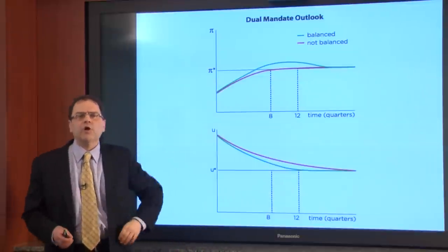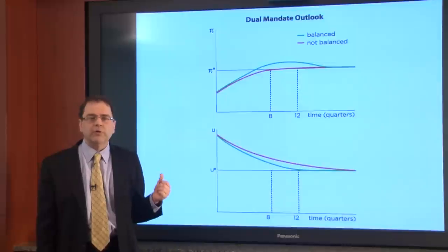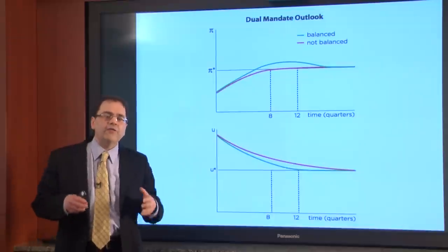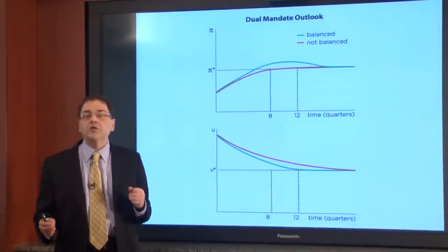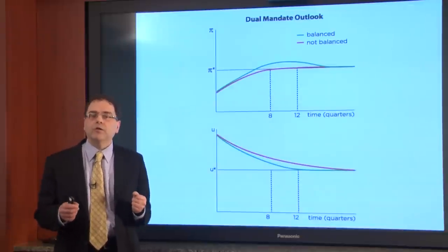Okay, so that's what I wanted to talk about today. I talked about the FOMC's principal statement, which outlines its long-run goals and strategies. And I discussed how that statement actually provides a great deal of clarity about how to assess what kinds of monetary policy stances are appropriate and inappropriate under our dual mandate.